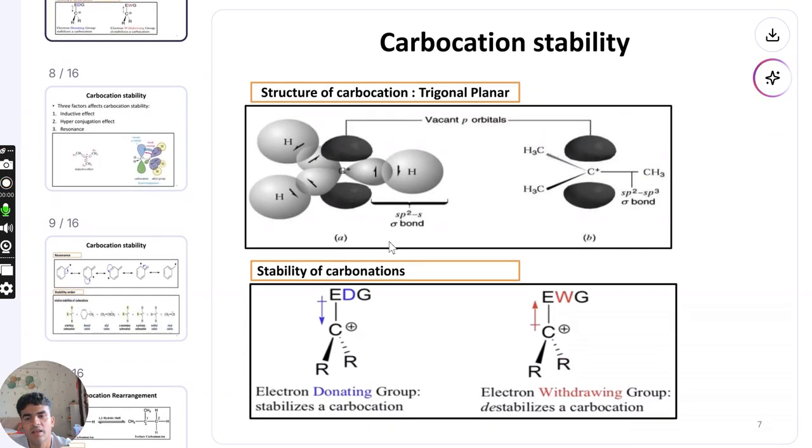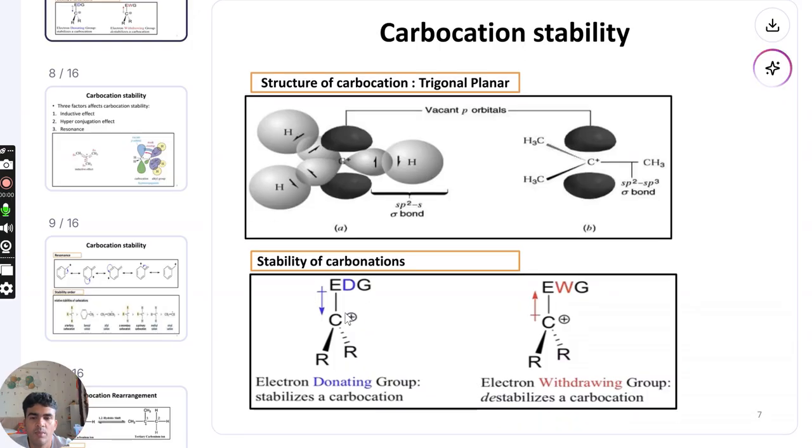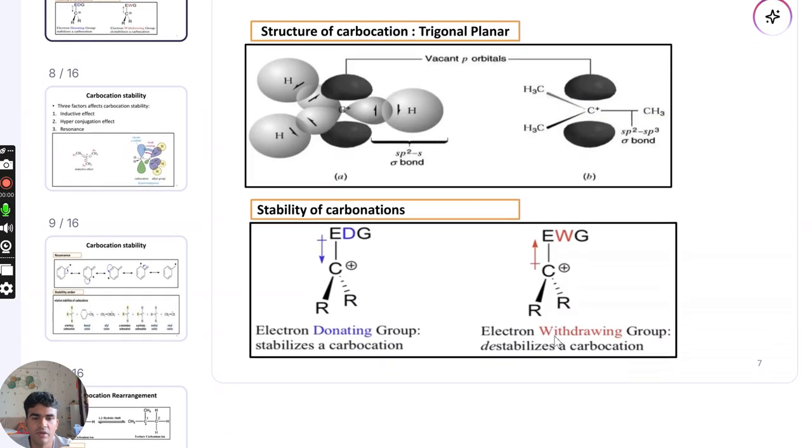This is the structure. Next, again, as the carbocation is the intermediate, an electron donating group will stabilize the carbocation, so the formation of the carbocation will be easier for an electron donating group attached to it. And if an electron withdrawing group is attached to the carbocation, then the formation of the carbocation will be difficult as well as the rate will be slower.